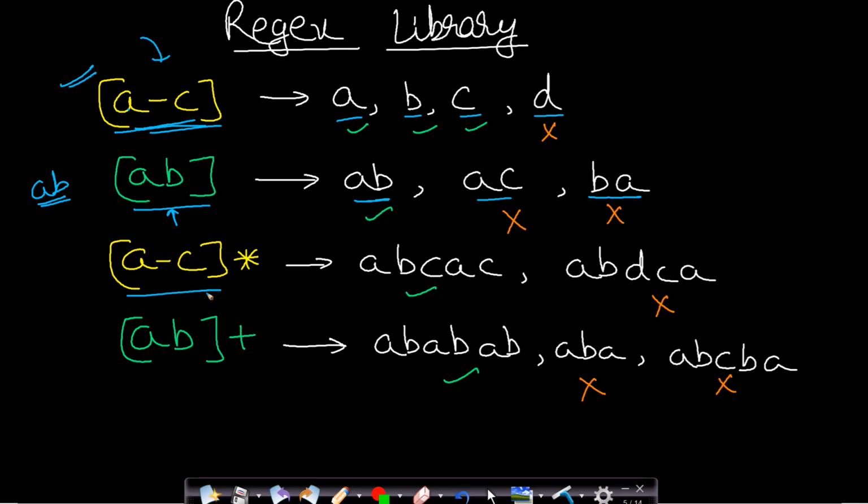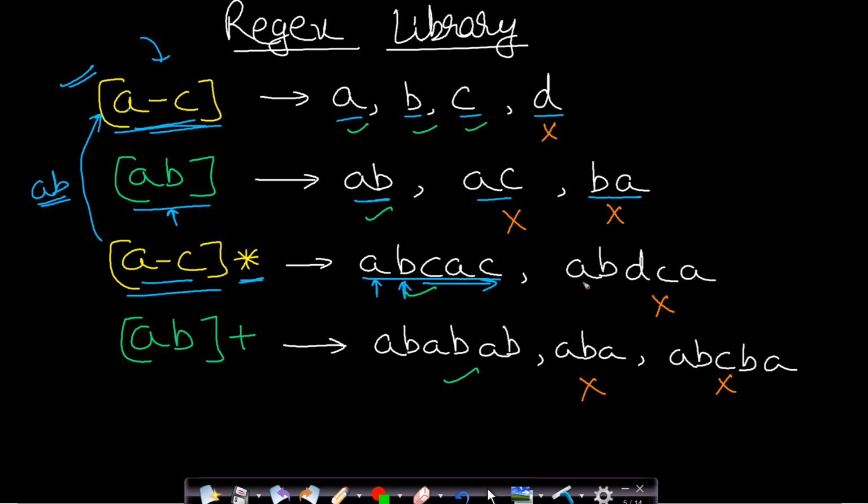Now the third example is also similar to the first example, but we are using this star. So this star indicates that it will get repeated any number of times. So each and every character should be in the range of A to C. In the first example, you can see that this is in range of A to C, this is in range of A to C, and all are in range of A to C. Therefore, this is a valid string which is being generated.